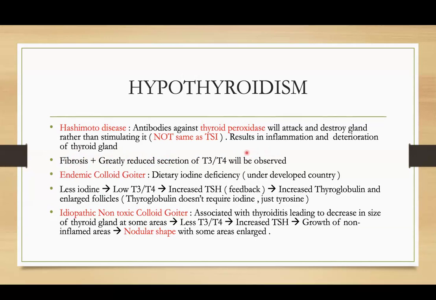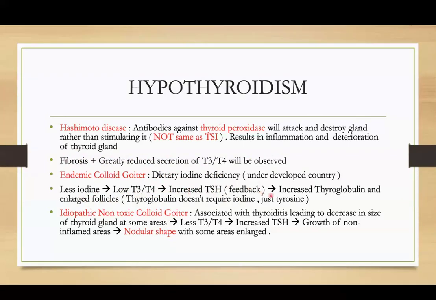Then we have another disease called endemic colloid goiter. And this is because of dietary iodine deficiency. And this is common in underdeveloped countries. You're going to have less iodine, okay? You're going to have low T3 and T4 because we need iodine, right? For the formation of the thyroid hormones. Remember all the 8 steps, you need iodine. So if you have low T3 and T4, you're going to have increased TSH, right? Because there's no negative feedback. So TSH is going to increase.